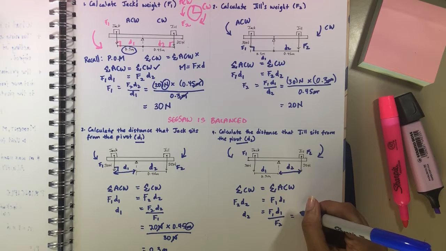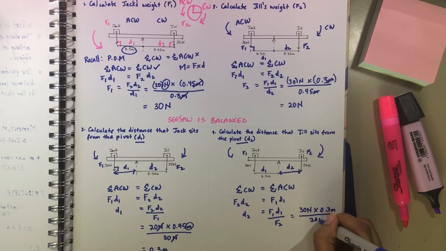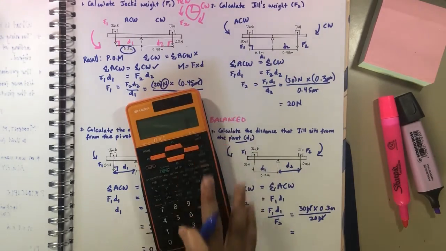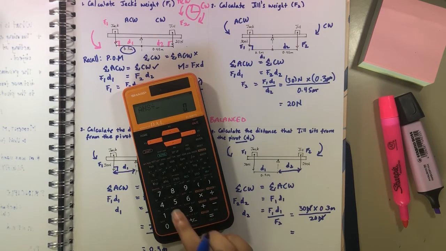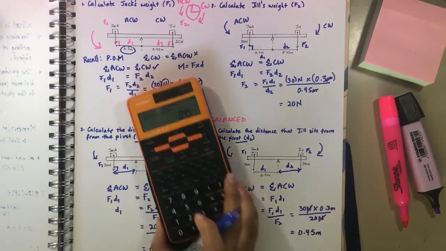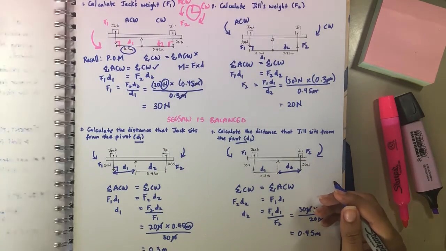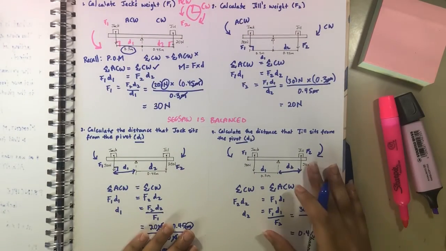So F1 here would be 30 newtons by D1, which is 0.3 meters, over 20 newtons. We cancel that, so we will have a value in meters. So 30 by 0.3 divided by 20 is equal to 0.45 meters. So now that we have gone through the calculations and the definitions, all of this that we went through, I hope that you understand moments a bit more and understand how to do these basic lever questions.